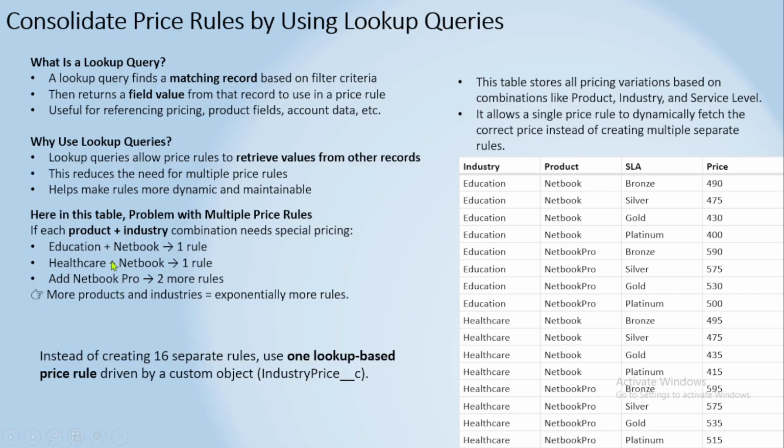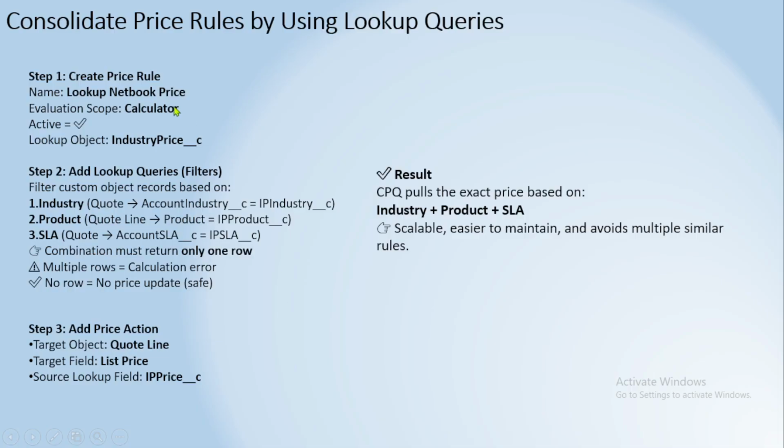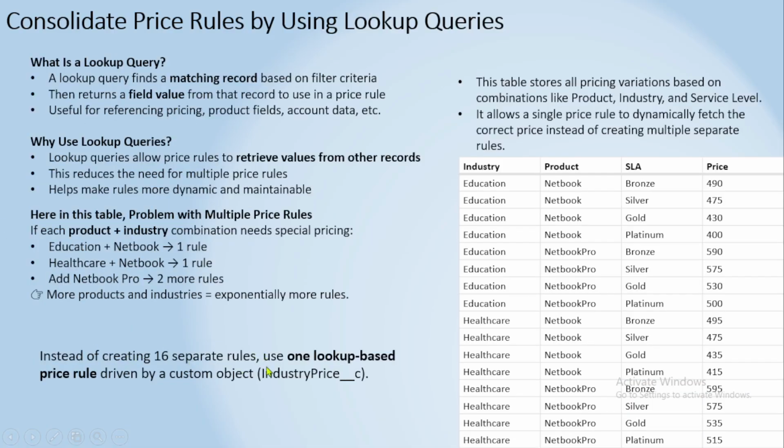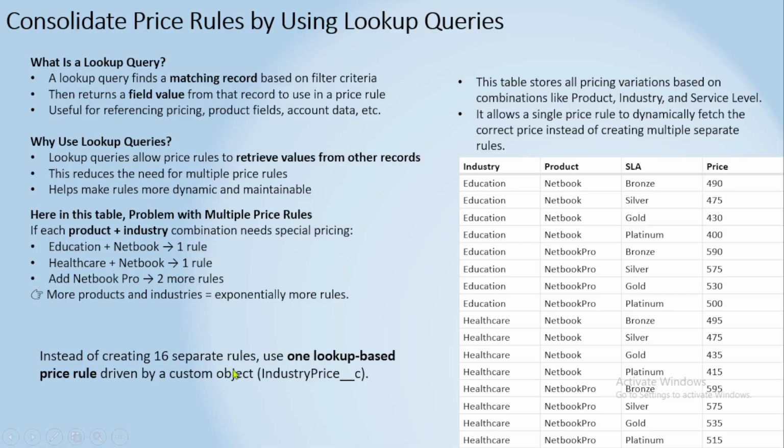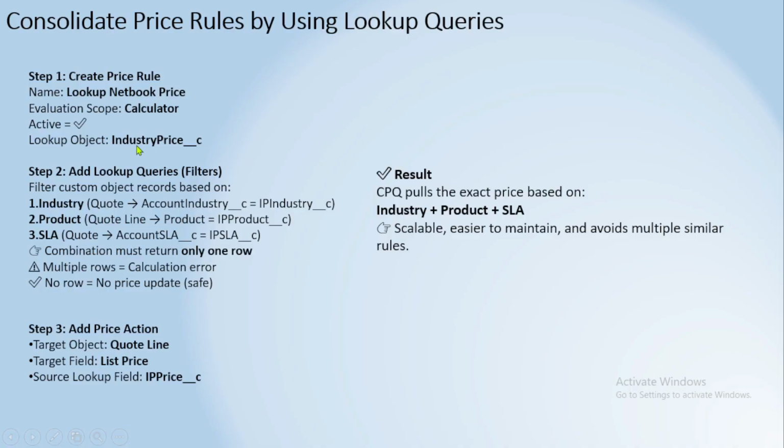How will you do that? Look here. Instead of creating 16 rules, one lookup-based price rule driven by a custom object. I have put all the data here in the industry price. So I have one object, industry price, which includes all the data along with the price. Now how can I manage? Create a price rule. This is a price rule I have created. The one extra step is that for the lookup object I have set industry price, which contains all the details. So I have selected that this price rule will look into this industry price only.